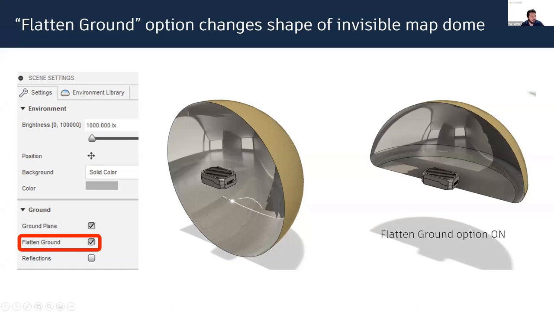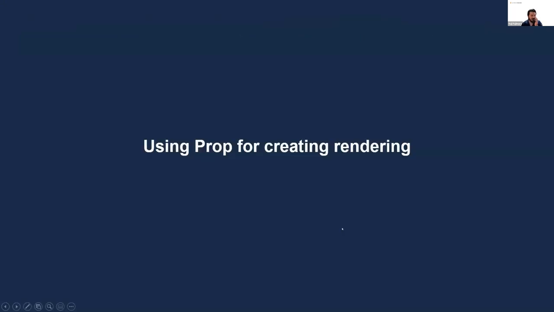Unless you check this, you are making renderings of an environment or scene like this, with no ground level. A ground plane with flattened ground makes your hidden background shape look like this. So now you see the floor, and it's going to create a nice cast shadow. Using props is also recommended.